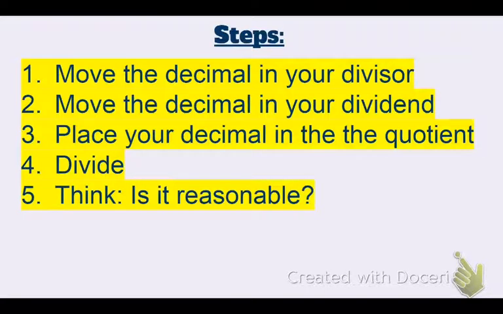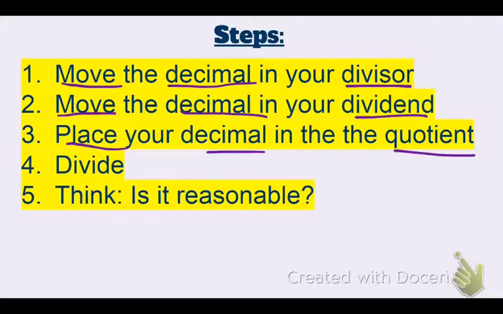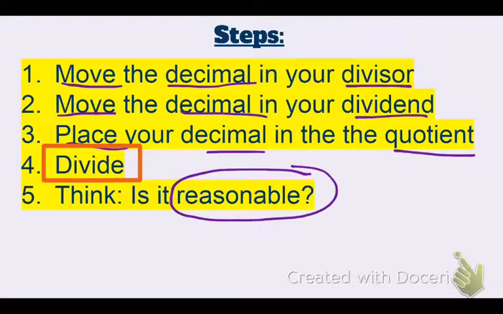What are the steps today? Well, 1, we're going to move the decimal in the divisor. Step 2, we're going to move the decimal in the dividend. Step 3, we'll place the decimal in our quotient, the answer. Step 4 is those division steps that we already know, right? Dad, mom, sister, brother. And finally, is it reasonable? We'll look at our answer and see, does it make sense?